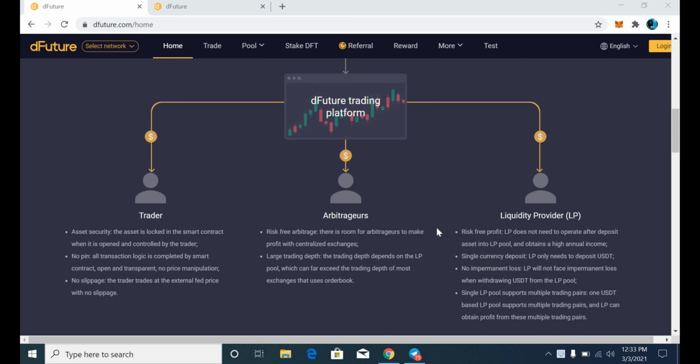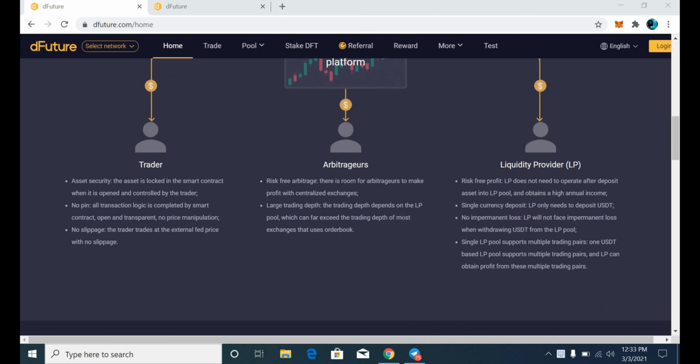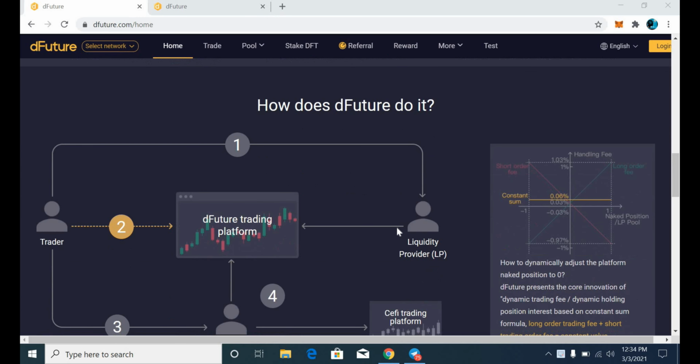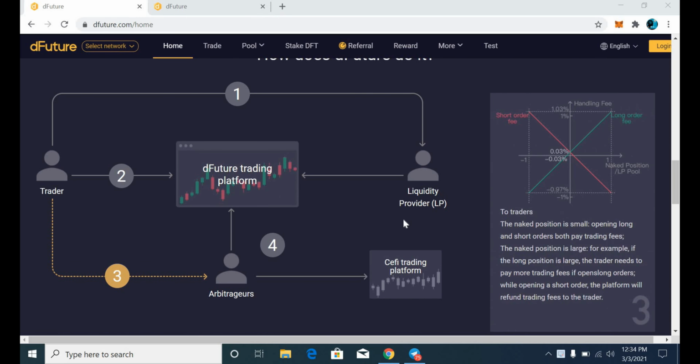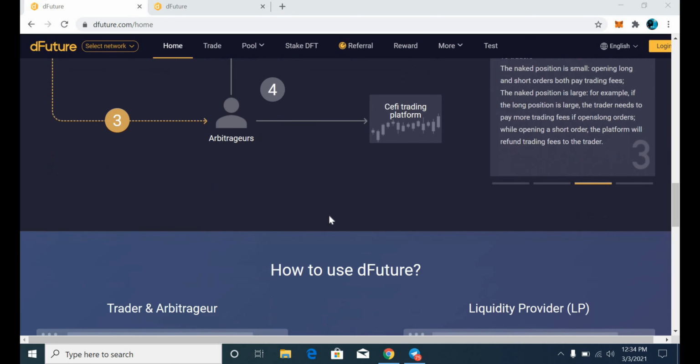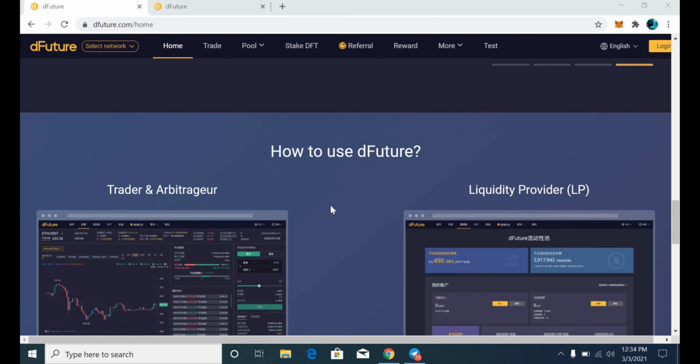The first one, if you are a simple trader, basically the asset security is the major thing. The asset is locked in the smart contract when it is open and controlled by the trader. No PIN. All the transaction logic is completed by the smart contract, open and transparent, no price manipulation, no slippage. And the best part, the trader trades at the external feed price with no slippage.